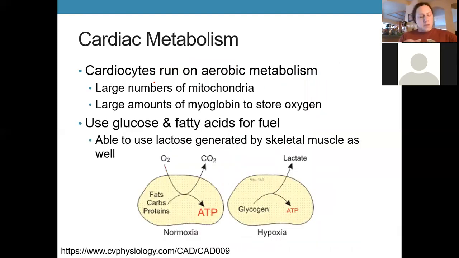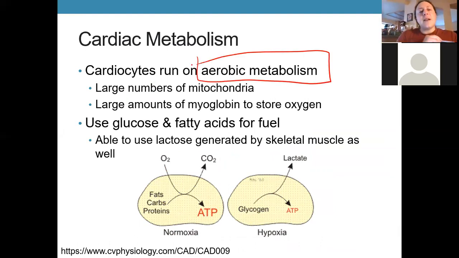Okay, so the metabolism of these cells is even better than our slow oxidative. So you can think of cardiac myocytes as like the extreme of our slow oxidative fibers. They're entirely aerobic. They have a ton of mitochondria, a ton of myoglobin, very, very vascular tissue. And they're able to use glucose and fatty acids for fuel. Additionally, they can actually use the lactose that skeletal muscle generates as a waste product during anaerobic metabolism. They can use it because they always have oxygen present, and they can run it through their aerobic metabolic processes.